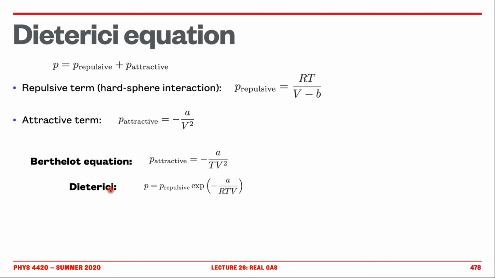And so Dieterici came up with a different description, very much along the lines of what's done here. But now the correction due to attraction was introduced as an exponential of minus A over RTV. So this decays faster with volume because it's an exponential. It actually turns out that, as we are going to see in a second, it is more realistic to describe actual gas. So this is basically another mathematical formulation for the physics that we are trying to describe.